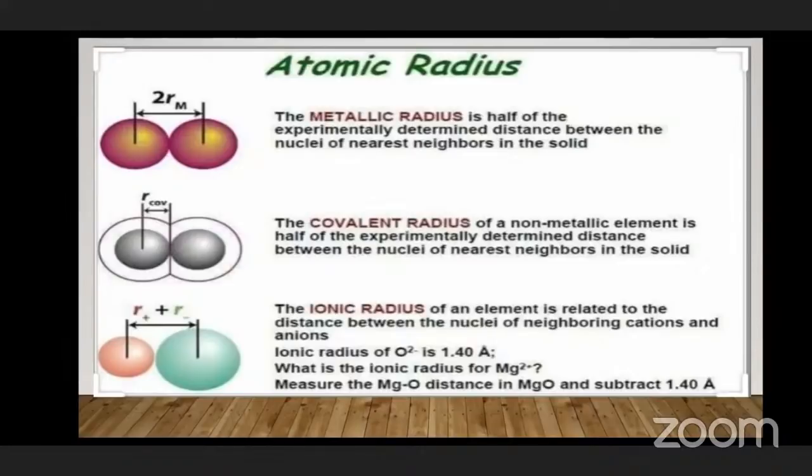The first one is the metallic radius. What is that? What is the metallic radius? Let's see. The metallic radius is half of the experimentally determined distance between the nuclei of nearest neighbors in the solid. So what he is saying, observe clearly here, children: the metallic radius is half of the experimentally determined distance between the nuclei of nearest neighbors in the solid.